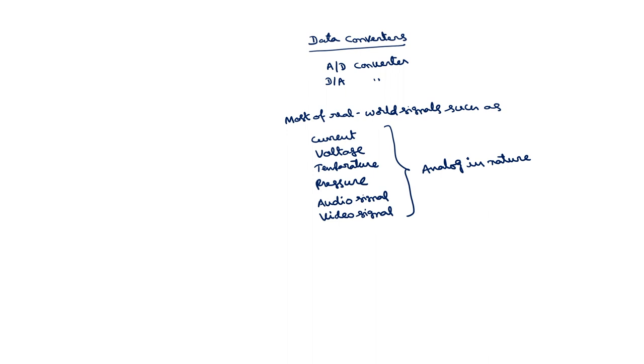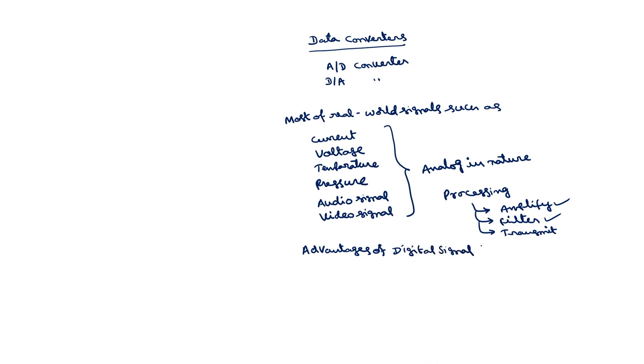And we can process these signals in the analog domain. Processing in the sense, we can amplify, we can filter, we can transmit. We have discussed the various analog amplifiers, analog filters, etc. Then what is the need of converting the analog signal into a digital signal? There are several advantages of digital signal processing over analog signal processing. ASP is analog signal processing, DSP is digital signal processing.